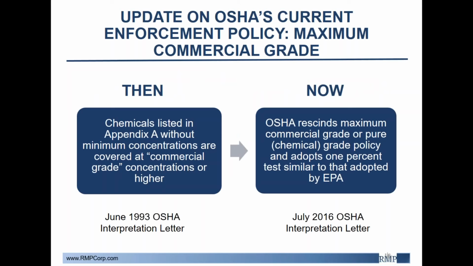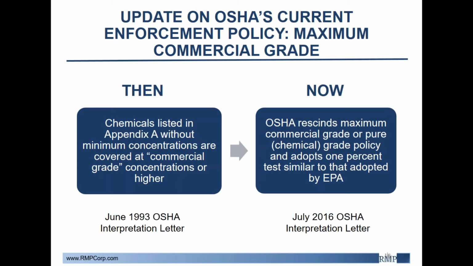In order to understand the new July 2016 OSHA interpretation letter, it's important to give some background on the June 1993 OSHA interpretation letter, since the July 2016 one replaced and rescinded the older letter. In June of 1993, OSHA released an interpretation letter which required chemicals listed in Appendix A without minimum concentrations to be covered at commercial grade concentrations or higher. This letter defined commercial grade as a typical maximum concentration of the chemical that is commercially available and shipped. And employers could determine the maximum commercial grade by referring to any published catalog of chemicals for commercial sales.